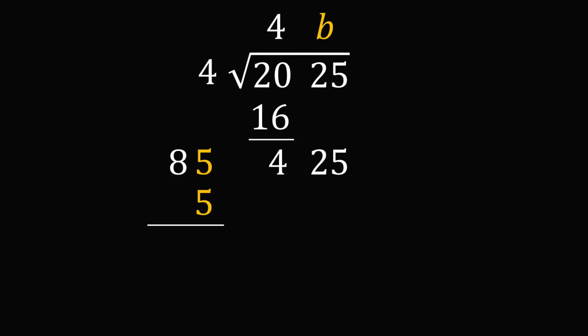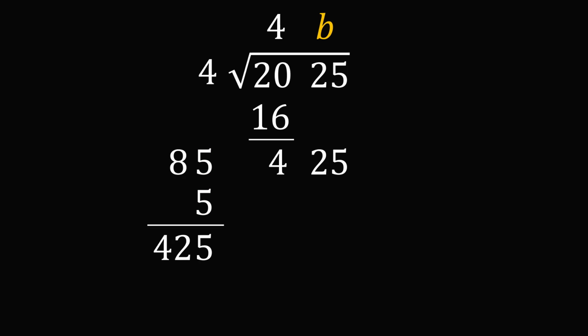5 times 5 is equal to 25, so we put 5 down and carry over the 2. 5 times 8 is equal to 40. 40 plus 2 is equal to 42. And 85 times 5 is exactly 425. So b equals 5 perfectly works.